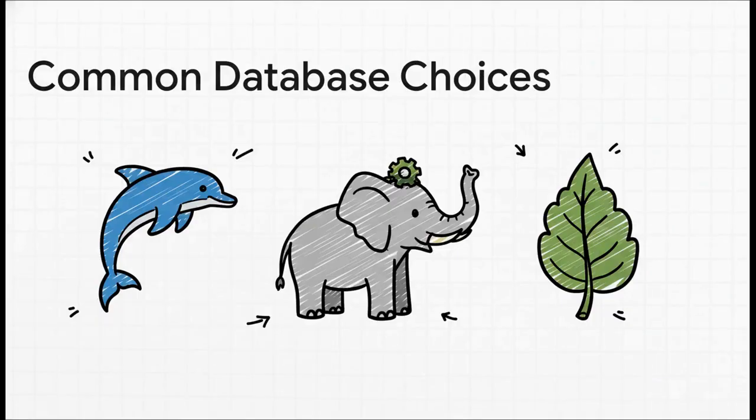And yeah, you've got choices here too. Things like MySQL and PostgreSQL, they're kind of like super organized digital filing cabinets. Everything has its place. Then there's something like MongoDB, which is more like a flexible binder where you can just stick different kinds of documents. Honestly, for your first project, any of these are a great place to start. You can't really go wrong.